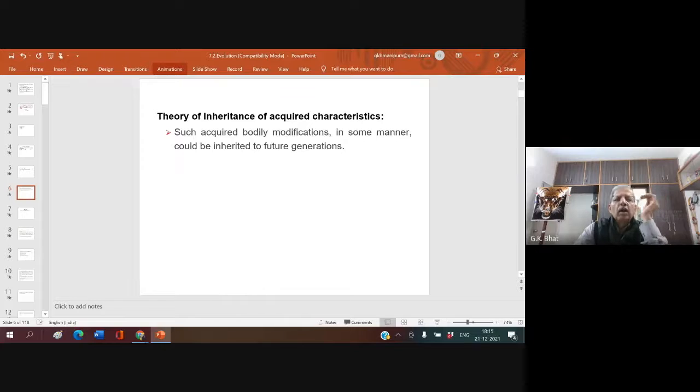Right? Another theory put forward by Lamarck is the theory of inheritance of acquired character. What does it mean? Whatever character you acquire passes to the next generation. Such acquired bodily modification in some manner could be inherited by the future generation. So what you have to remember, these are the two theories put forward by Lamarck. One is the theory of use and disuse, and another one is the theory of inheritance of acquired character. Right? Acquired character.